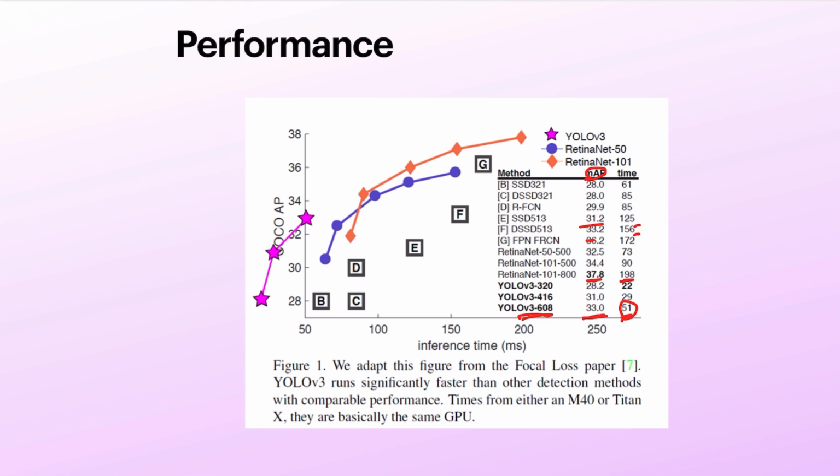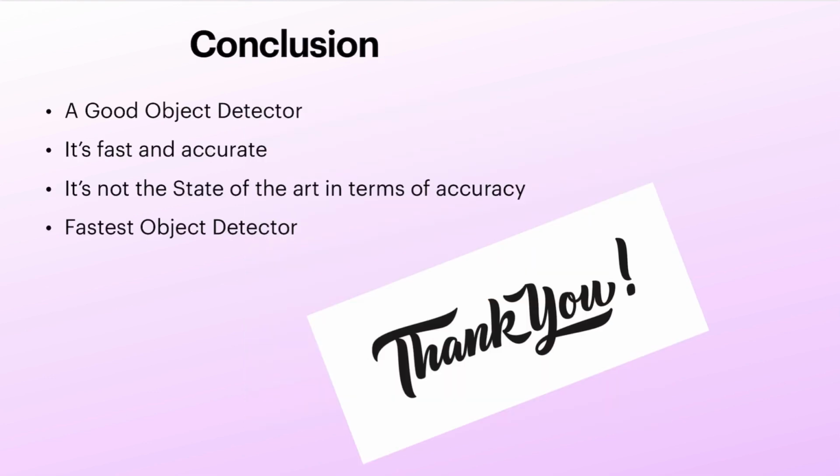Okay. So this is all about YOLO version 3. Finally, as a conclusion, you can say it is a very good object detector. It is most suitable for most applications as it is much faster and it is an accurate model. It might not be the state of the art in terms of accuracy, but it is definitely the fastest object detector at that time. Thank you. In the next video, we will look at the next version, YOLO version 4, which is a big jump compared to YOLO-V3.